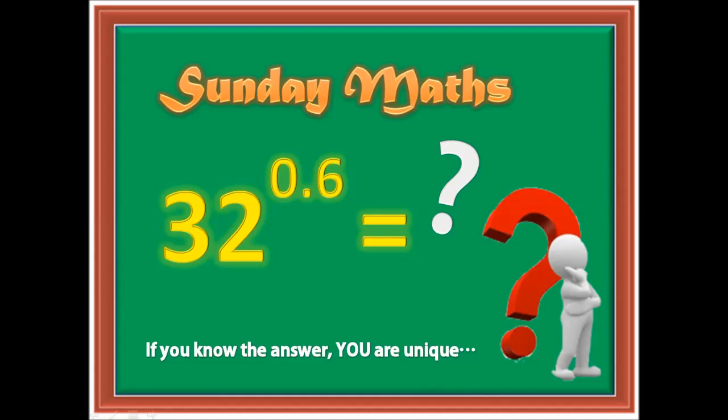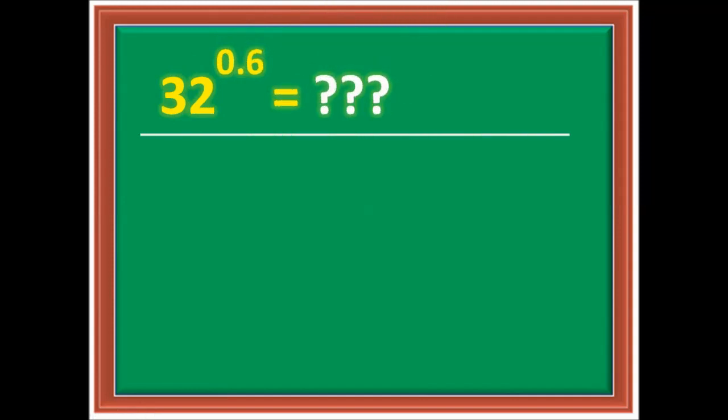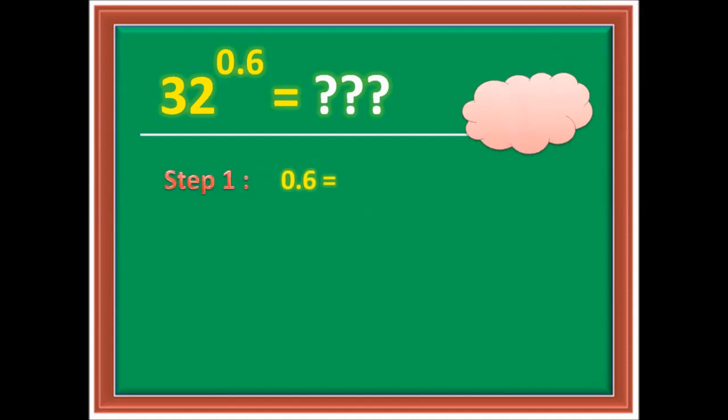Can you find the answer for 32 power 0.6? Here I can explain in this video how to solve this easily. Step 1. Convert 0.6 decimal to fraction. We get 6 by 10, and when simplified you get 3 by 5.